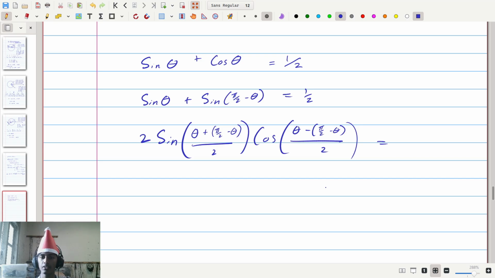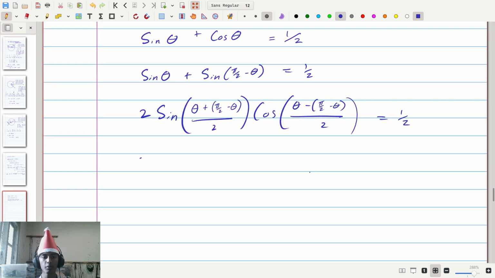So then this thing is equal to half. Now I know it looks like we just made this thing extremely complicated, but trust me, it's going to simplify nicely. One nice simplification we can see here directly is that this plus theta and this minus theta cancel out, leaving us just a pi by 2 divided by 2 in the middle.